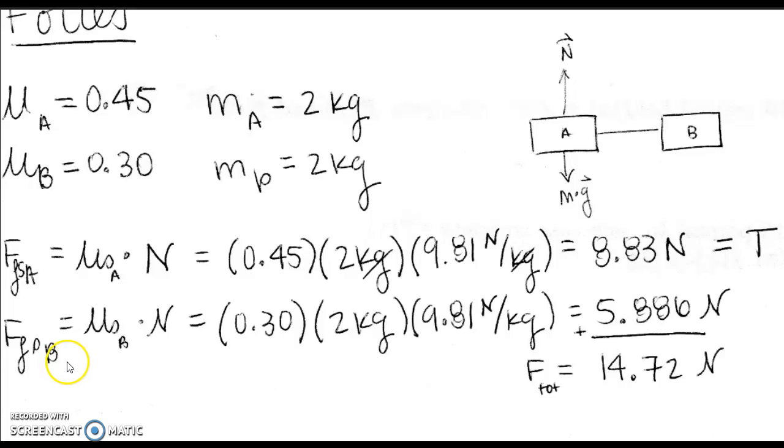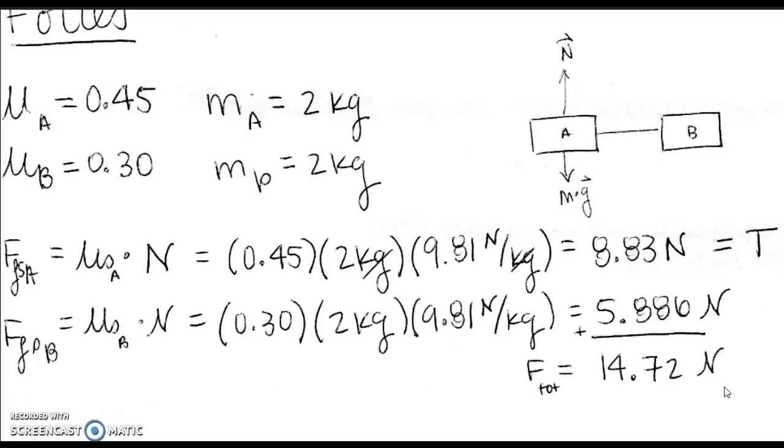Our frictional force for box B is the same thing. It's the coefficient of friction for box B, which is a different number, but the normal force is the same because it's the same mass and the same amount of gravity. Kilograms here cancel out, so we're left with newtons again. After you plug the values in, we get 5.886 newtons. To get the total magnitude of the frictional force, we add these two values for the two boxes together, and that gives us a value of 14.72 newtons.